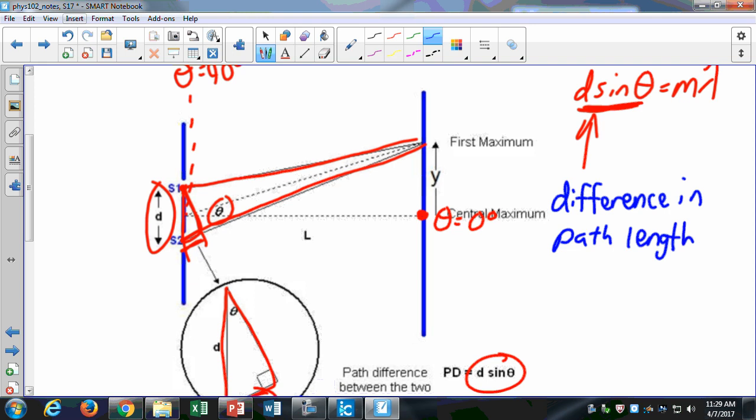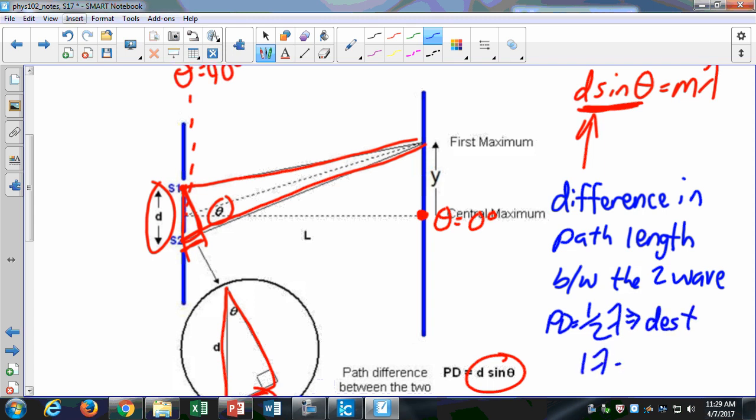And depending on what that difference in path length is will tell us whether we get destructive or constructive interference. If the path length difference is a half a wavelength, I'm going to get what kind of interference? Constructive or destructive? I get destructive. So if my path length difference is a half a wavelength, that gives me destructive interference. If it's a full wavelength, then I get constructive interference. And if it's somewhere in between, well, it's somewhere in between.